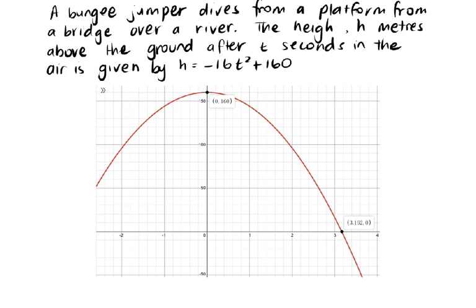Here's another example. A bungee jumper dives from a platform from a bridge over a river. The height, h meters, above the ground after t seconds in the air is given by this function. So what I've done is I've actually graphed this in the online tool, just so that we can already have some values straight away.